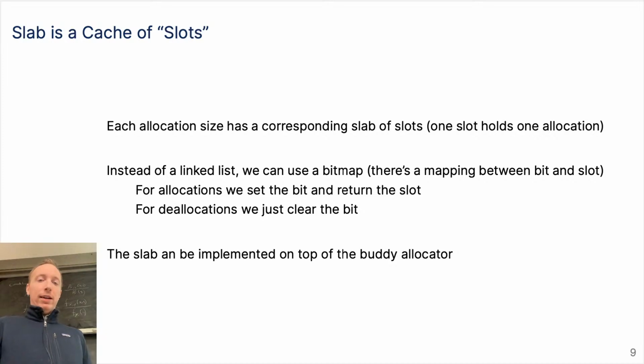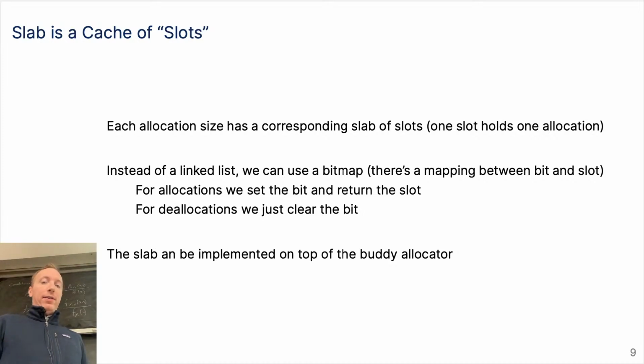One slot holds one allocation. So instead of a linked list, just use a bitmap. Bit 0 corresponds to slot 0, bit 1 corresponds to slot 1, and then bit 1,000 corresponds to slot 1,000. So it's just a one-to-one relationship, and it's quite space efficient because it's just a bit for every slot.